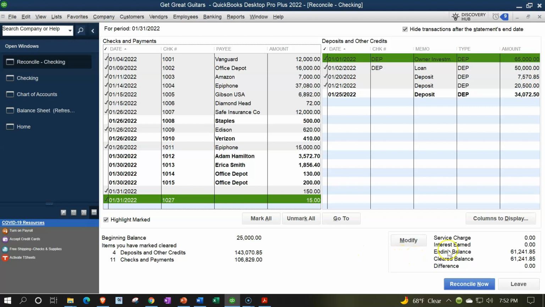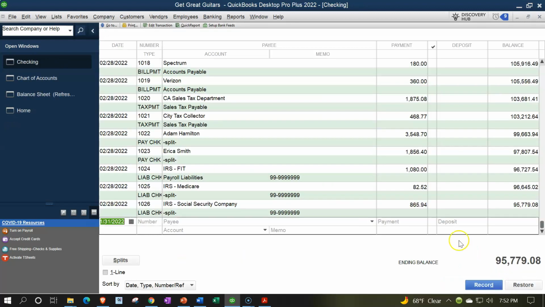So we're not quite done with this one yet. I'm going to just say leave for now, and we'll come back and do that next part next time.